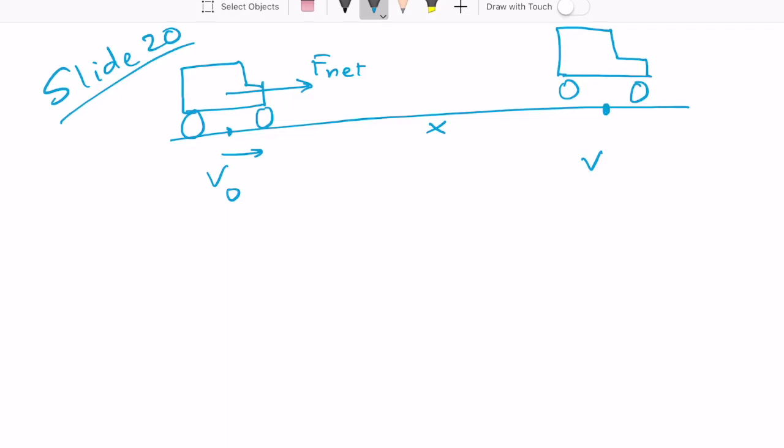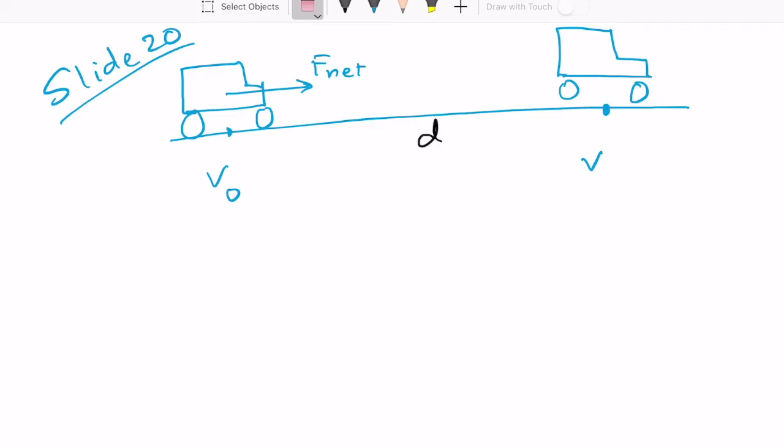Under the influence of F net, the car moves through a distance x. I think I'll just go with d rather than x. It moves through a distance d, and by the time it gets to the end of that distance, its velocity has gone up to v final. So its initial velocity was v initial, and its final velocity is v final, and the distance that it's covered is d.